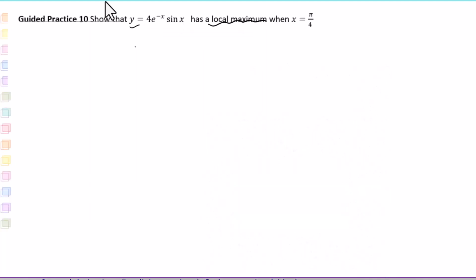So for this function, since this is not calculator based, we have to figure out the first derivative. We will use the product rule: u times v prime equals u prime times v plus u times v prime.